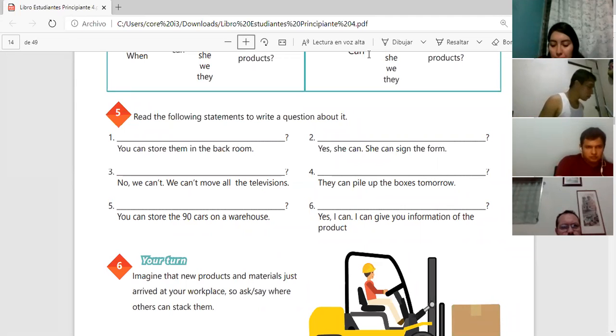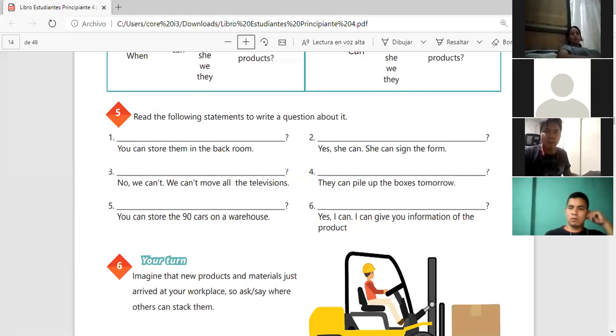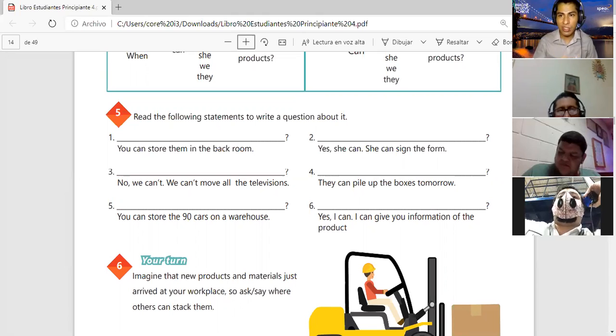So, what is the question? Where can I store 200 microwave ovens? Good. It can be where can you store the products? Where can you store, or where can I can be another option. Where can I store these products? Where can I store 100 TVs? Where can I store, and then you say what? Yes. So in that case, where can I store? ¿Dónde puedo almacenar? Where can I store 100 TVs?